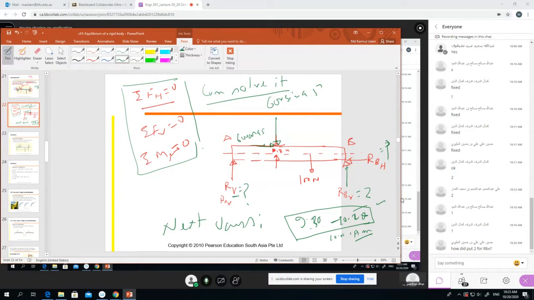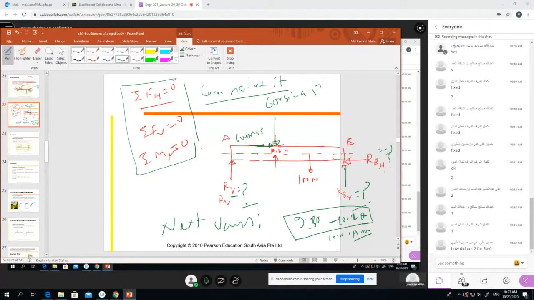Hussain Ali asked, how did you put the RB2? No, don't be confused. I didn't put a 2 actually. It is not 2. What is it actually? What is the RB? What is this? And what is this? Right? Here, Hussain Ali.